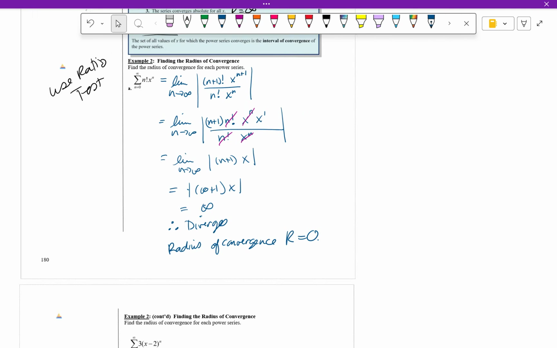And if it converges, we're going to keep going. We're going to see some that converge. I'm going to do a little bit of everything. Any questions on A?